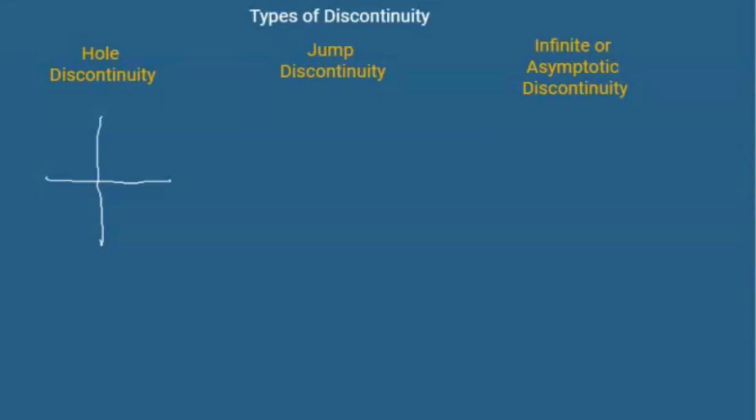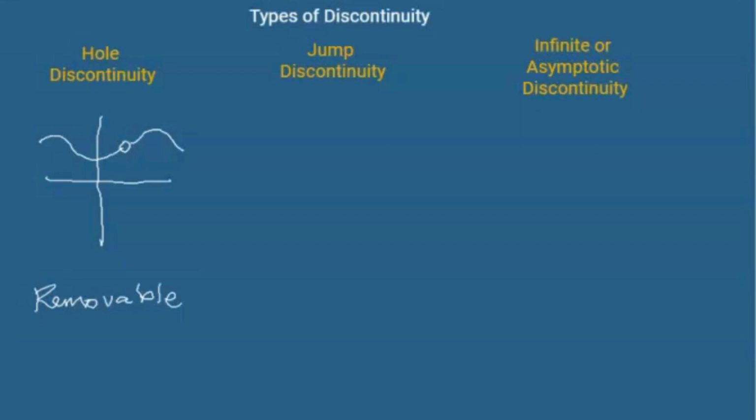So for example, we have this. There is a hole. We learned before that when there is a hole in the graph, it is discontinuous. And this hole discontinuity is also what we call a removable discontinuity. It means that we can redefine the function to remove this discontinuity, this hole.